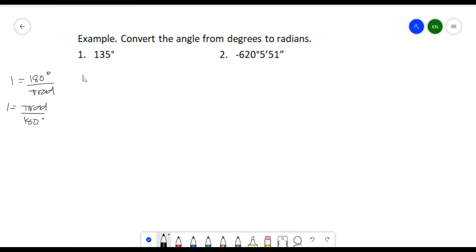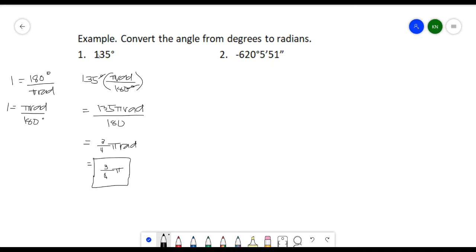So again, we need to multiply 135 degrees by pi rad divided by 180 degrees. The degrees can be cancelled from here. So basically we have 135 pi rad all over 180. If you simplify that, 135 divided by 180 is 3/4 pi rad. This can also be written as 3/4 pi, since if you don't write a degree sign, it is automatically understood as radian or rad. So this is the result of our conversion of 135 degrees to radians: 3/4 pi.